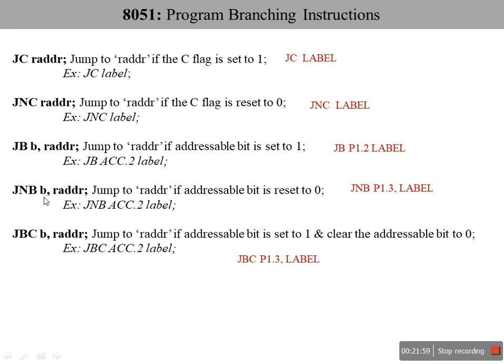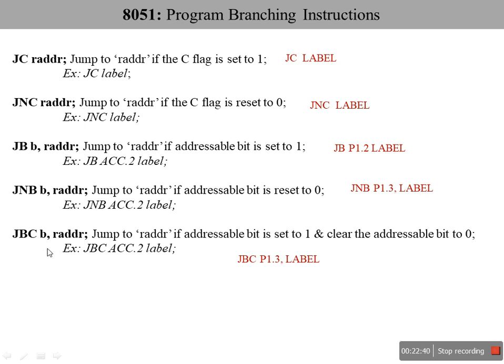Similarly, JNB bit, relative address. For example, JNB ACC.2 label. Here, jump if the third bit of the accumulator is reset and go to this label. Similarly, you can check with the port also, JNB P1.3, label. Control goes to this label if the fourth bit of port 1 is reset. If the fourth pin of port 1 is carrying 0, control goes to this particular location or label.